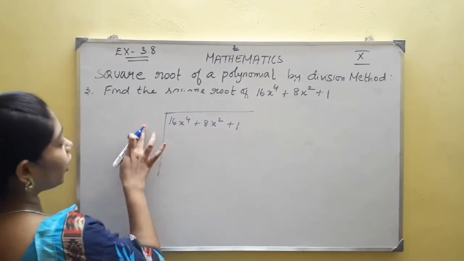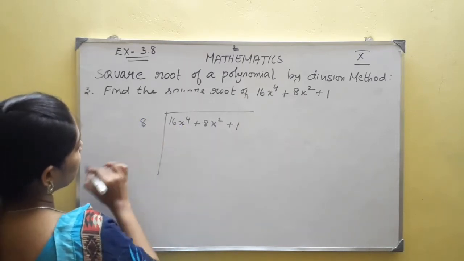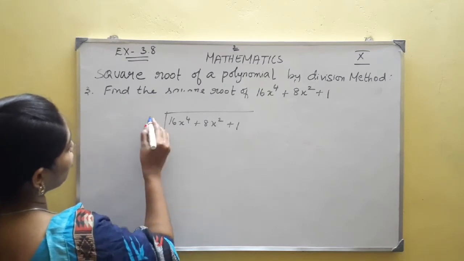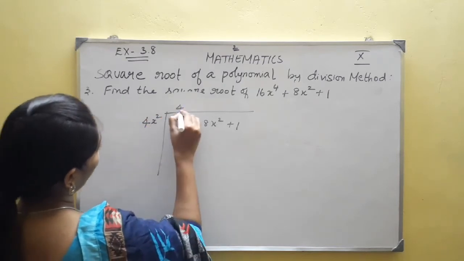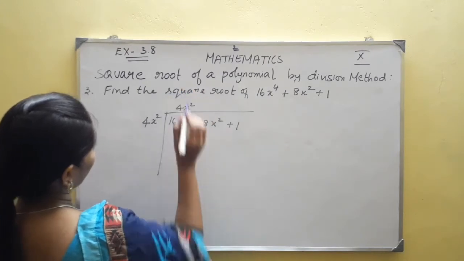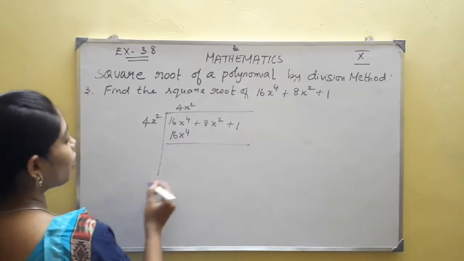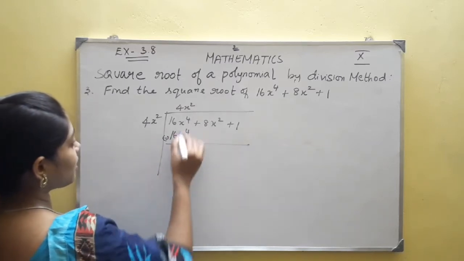You want to find a term which, multiplied by itself, gives you 16x power 4. So 4 4s are 16, no? So 4x square, 4x square. X square into x square gives you x power 4. If you change the sign, it gets cancelled.